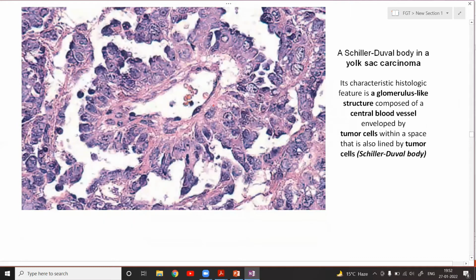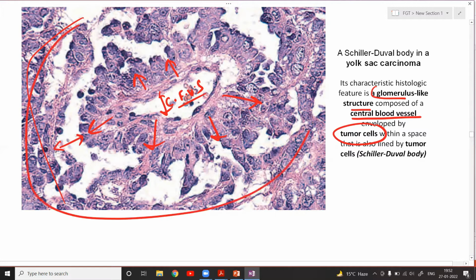Let me just show you another diagram so as to make you understand. This is the central fibrovascular space. Okay, so there is a glomerulus-like structure. So this is basically what we see over here, a glomerulus-like structure, as we appreciate. So over here the characteristic histological feature is the glomerulus-like structure composed of a central blood vessel, as we can see, which is enveloped by a tumor cell. So you can see they are enveloped by this layer of tumor cell. Yes, everyone can appreciate this layer of tumor cell. And around that, there is an empty space.